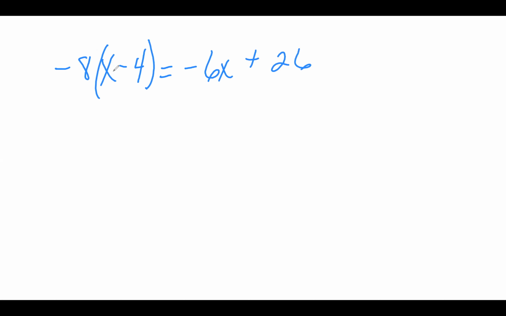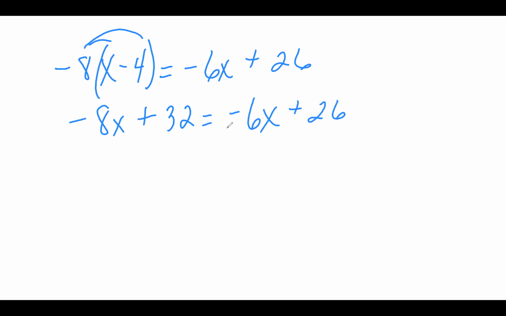Let's see what this one looks like as we're getting into these harder equations to solve. Okay, so let's do a similar one here. Negative 8x minus 4 is equal to negative 6x plus 26. Okay, so again, here's my parentheses. Got to get rid of them with the distributive property. So negative 8 times x, negative 8 times negative 4, and then this side just stays the same.